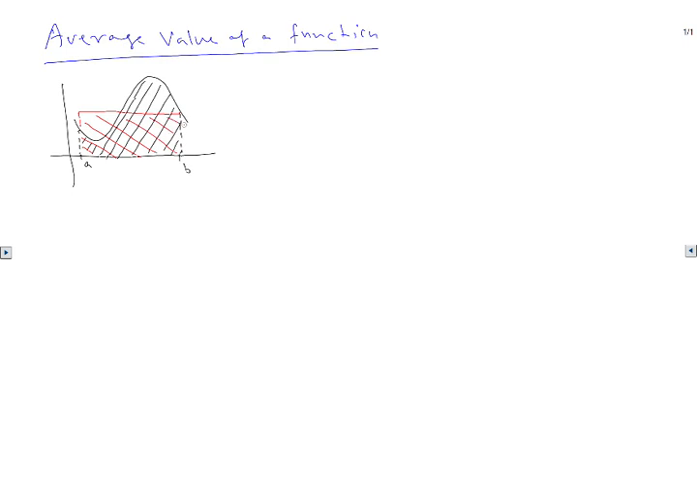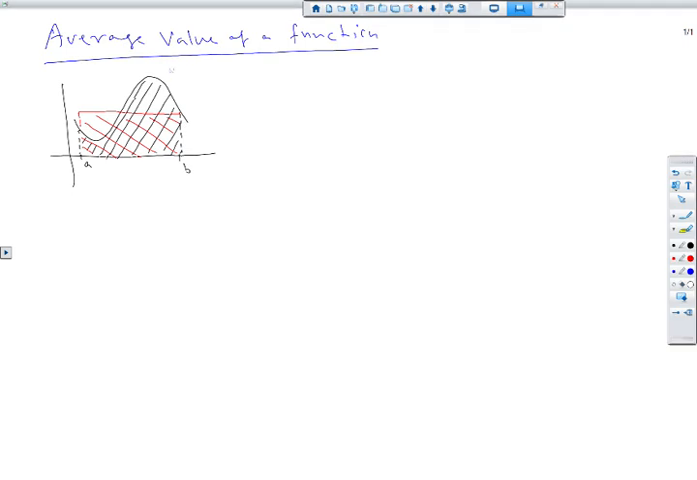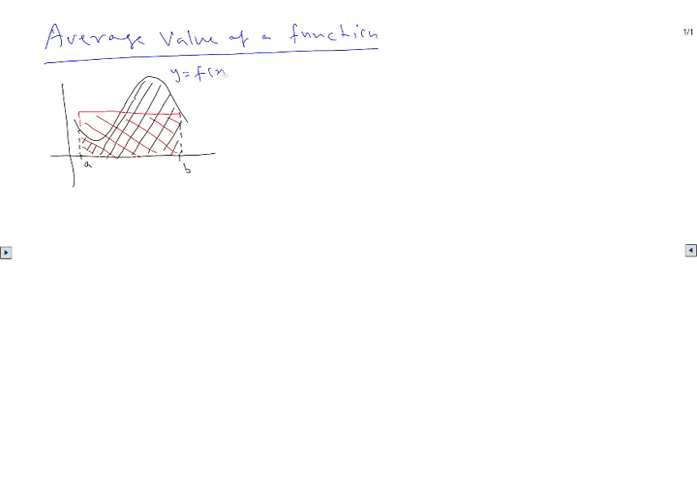So you try to find a rectangle which has the same area as the area under the curve. Okay, so that's what we're trying to do. In this case we have y equals f(x). So the area below the curve from A to B is exactly equal to the area of the rectangle. This height is what we normally call f average, f avg.